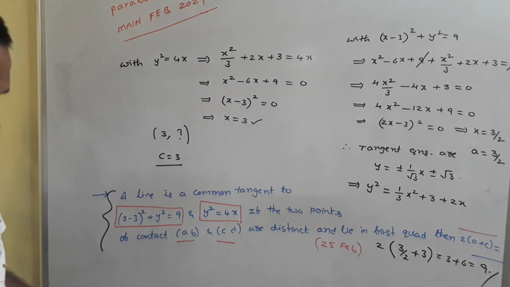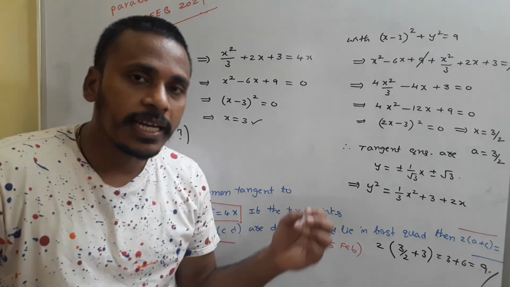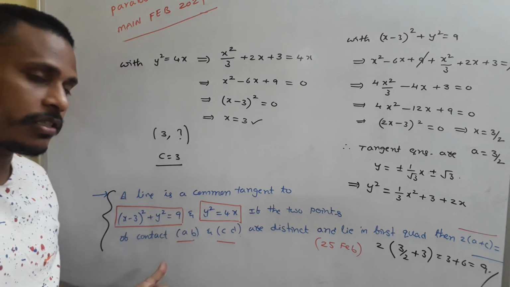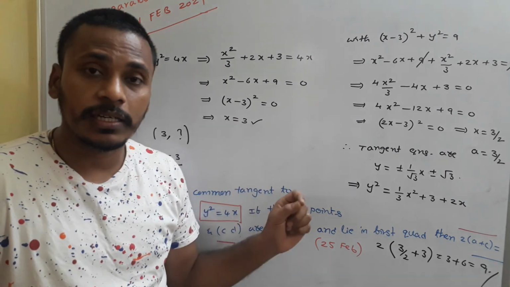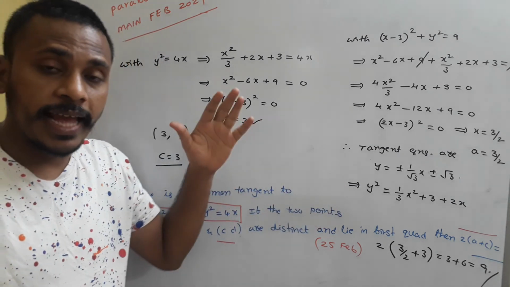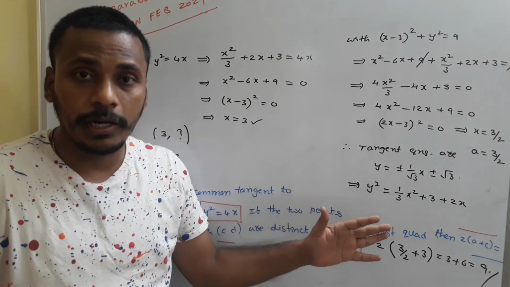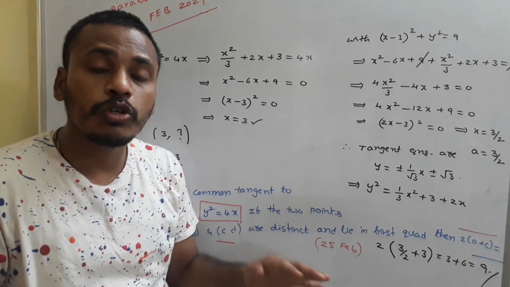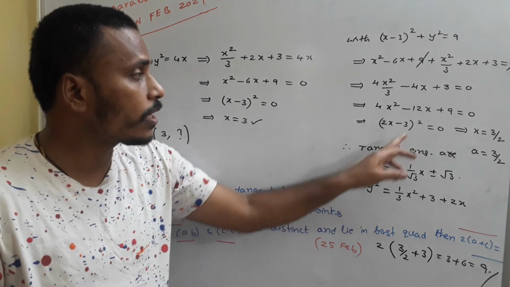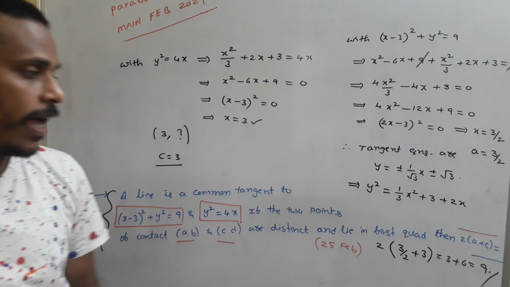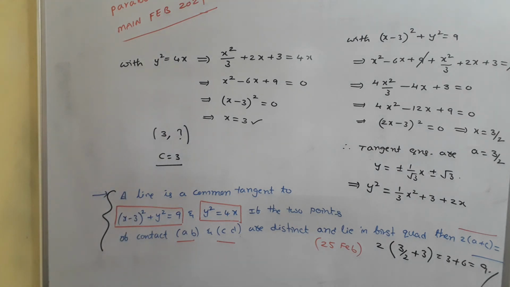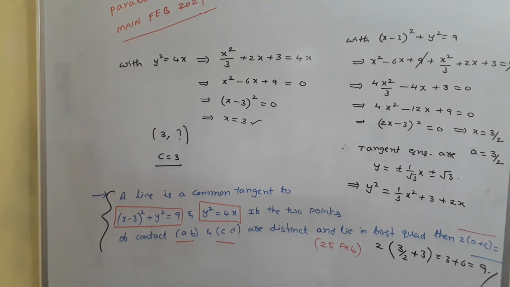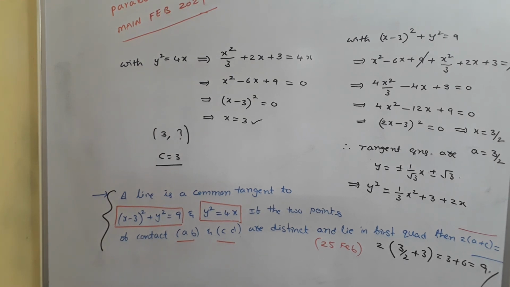There ends the problem. The problem requires identifying a common tangent for these two first, and after that we intersect the tangent with the parabola. The tangent for sure touches the parabola at one point, whose x coordinate is 3. The tangent for sure touches the circle at one point, whose x coordinate is 3 by 2. From there we calculated 2 times A plus C. So there ends the problem. These are the questions from Parabola Mains February 2021.